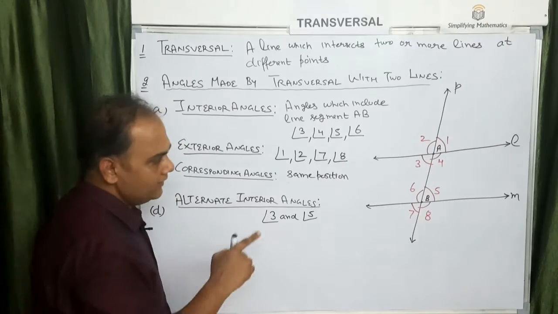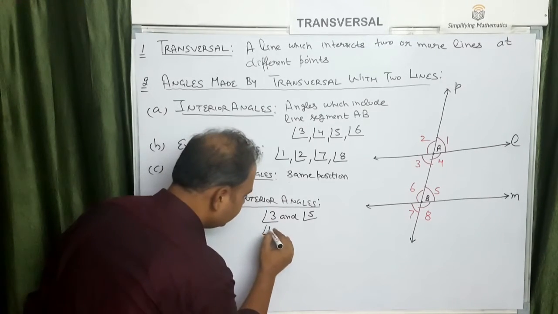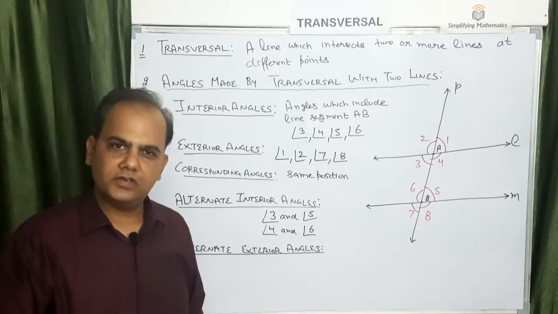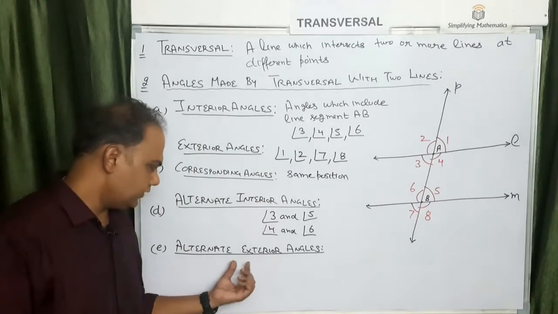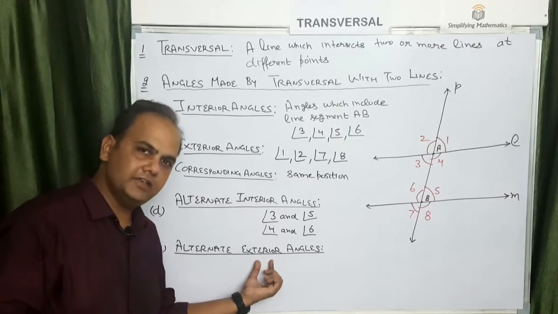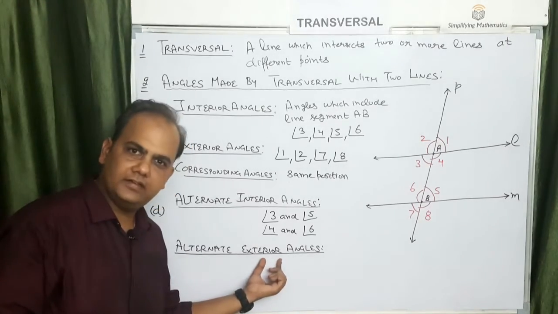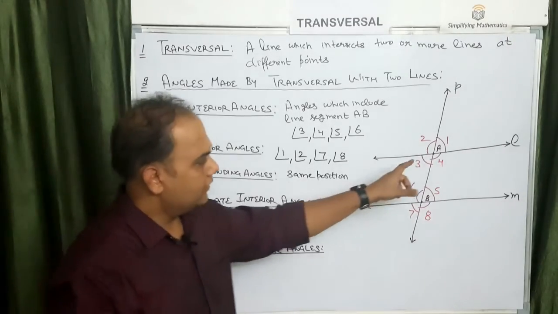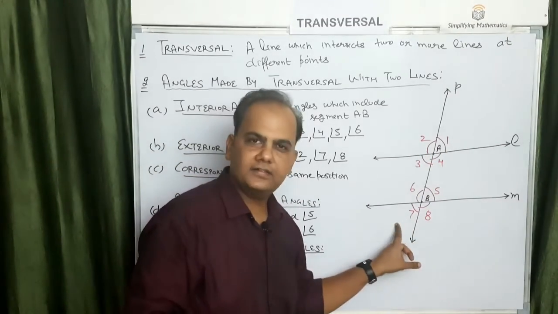तो और कौन सा pair है? So next is angle 4 and angle 6. Now next is alternate exterior angles. तो मतलब कि वो वाले angles, the one condition is कि it should be on the exterior side और दूसरा क्या है कि वो alternate हो. तो exterior angles कौन से हैं? 1, 2, 8 and 7.